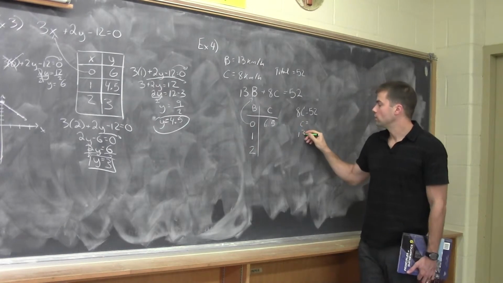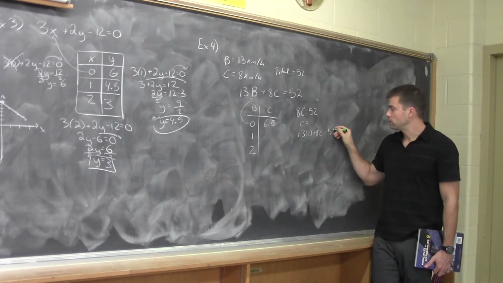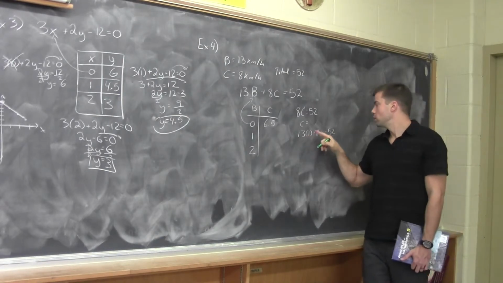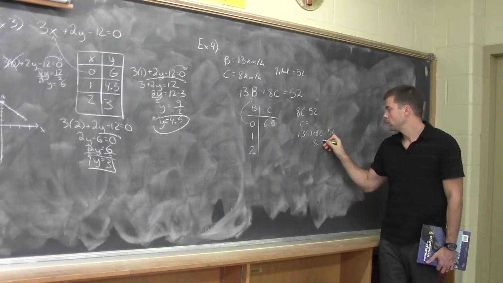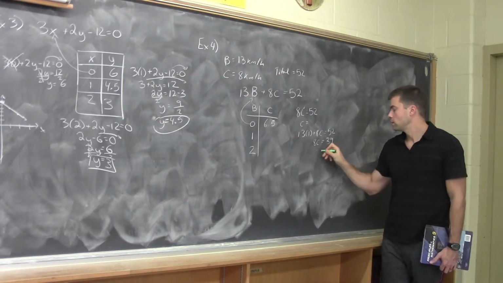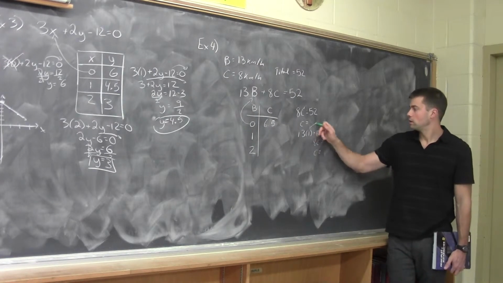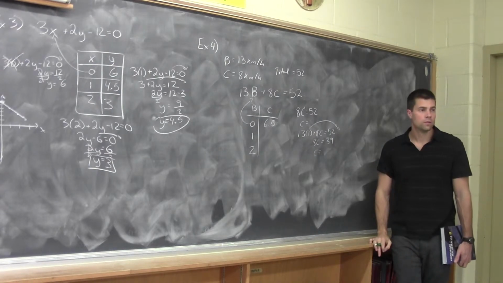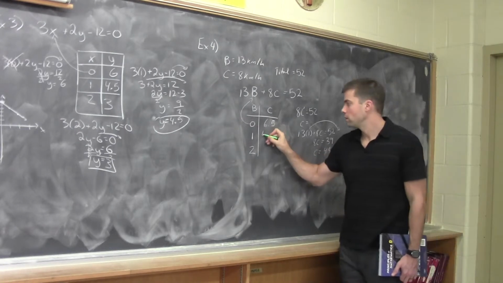Okay, next one we're going to sub in 1. So we have 13 times 1 plus 8c is equal to 52. So we have 52 minus 13 is 39, I believe. It's 39 divided by 8. So why you minus 13? Joseph, it's 4.875.